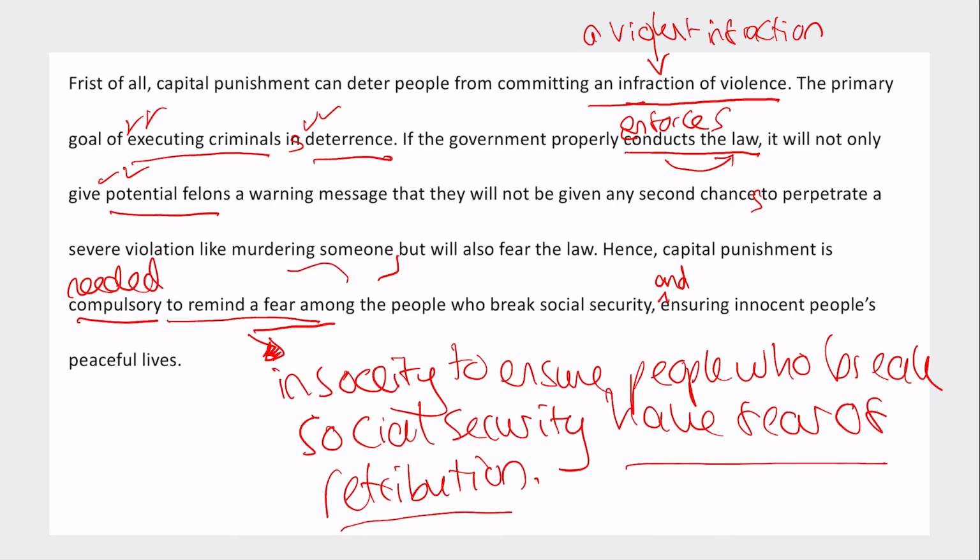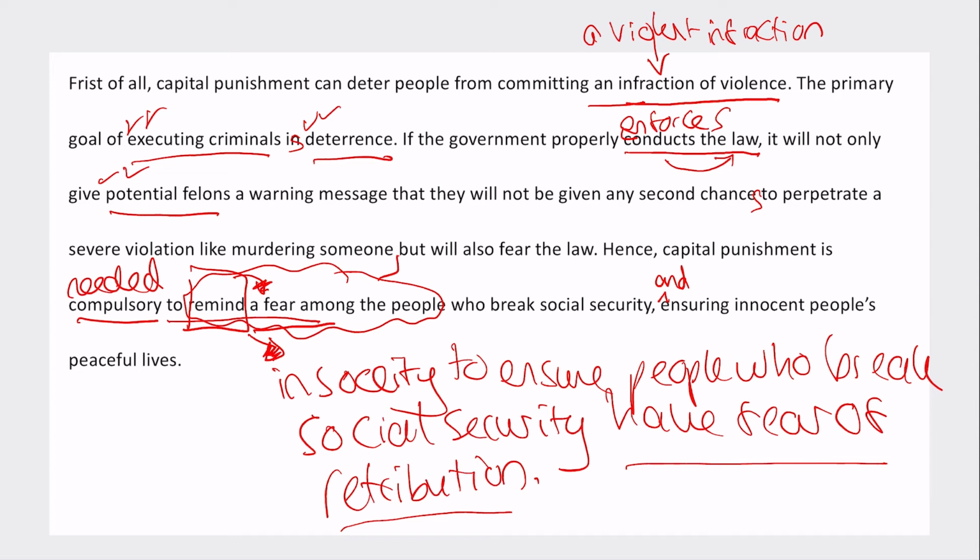This idea of to remind of fear among the people. I think it's the use of this word remind, like you're reminded of a memory or reminded of something. In this context, remind of fear is kind of too vague. So to remind people that if they commit a crime, they'll be punished, maybe could make sense.